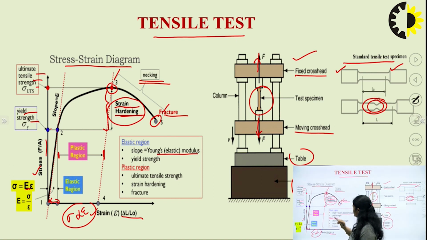So, it consists of two regions. First one is the elastic region and then second one is the plastic region. So, in the elastic region we are getting the value of Young's modulus, we are getting the value of yield strength corresponding to the yield point. In the plastic region we are getting the ultimate tensile strength, we are getting the strain hardening region and we are getting the fracture point. Okay. So, this information we will get from this diagram. Clear?